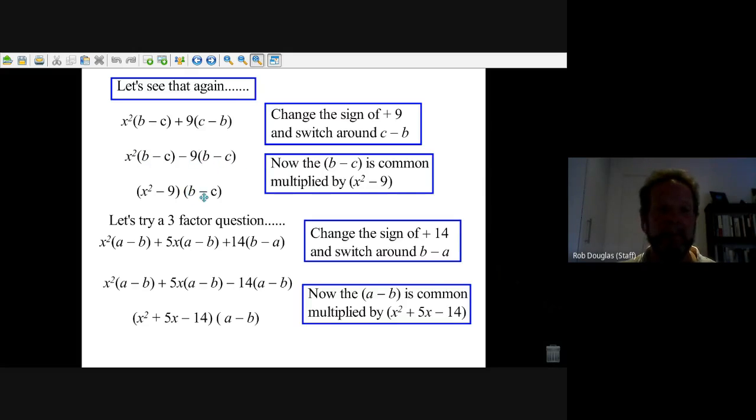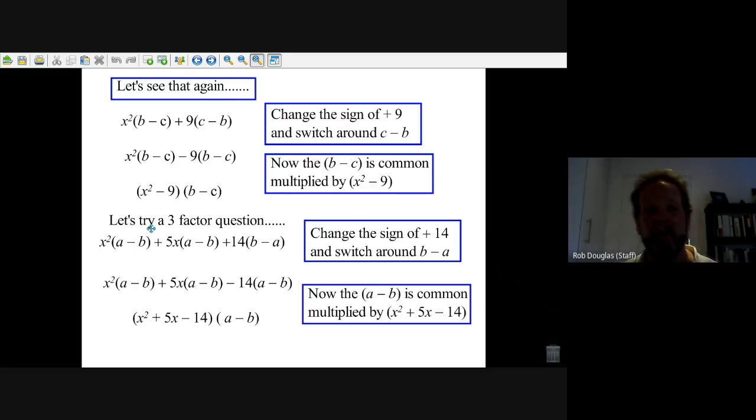So you write down the b minus c once, and the stuff that's left behind is the x squared and the minus 9. You see, the x squared is being multiplied by b minus c, and the minus 9 is getting multiplied by b minus c. So there it is, x squared minus 9 times b minus c. Later on, we're going to learn how to factor this part. We can actually keep going.